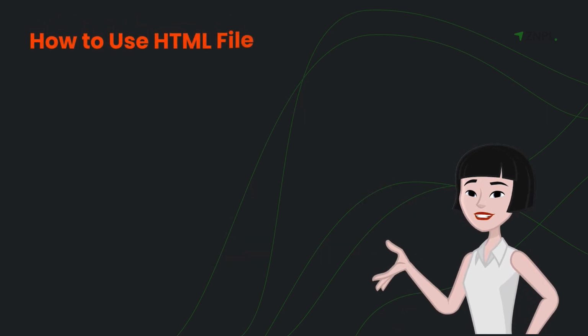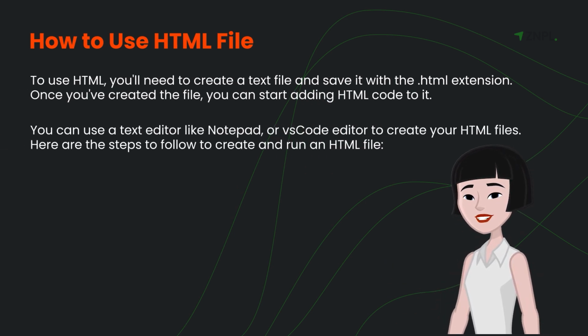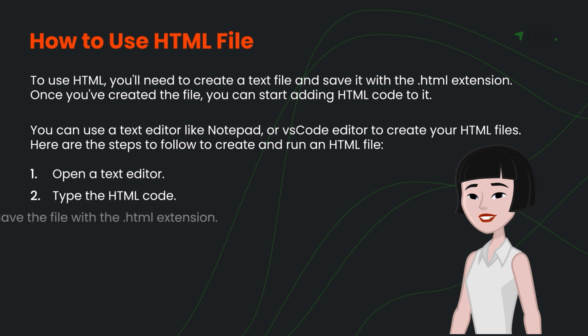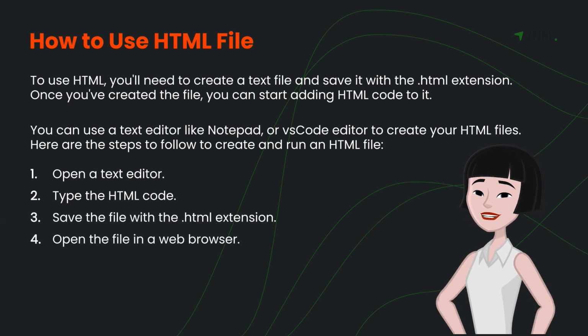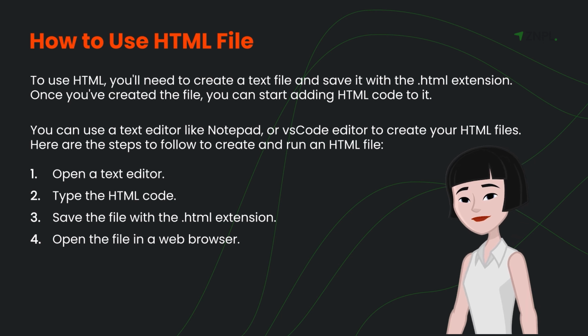How to use HTML file. To use HTML, you'll need to create a text file and save it with the .html extension. Once you've created the file, you can start adding HTML code to it. You can use a text editor like Notepad or Visual Studio Code Editor to create your HTML files.